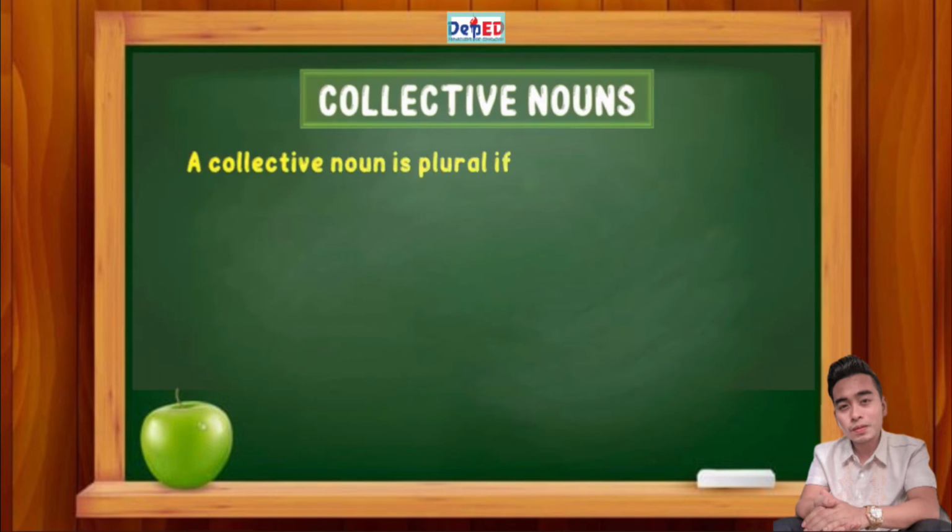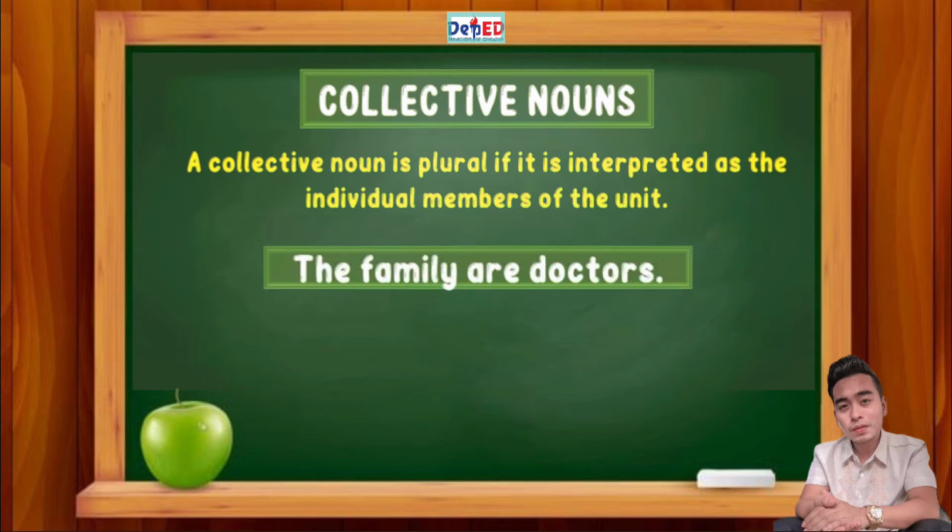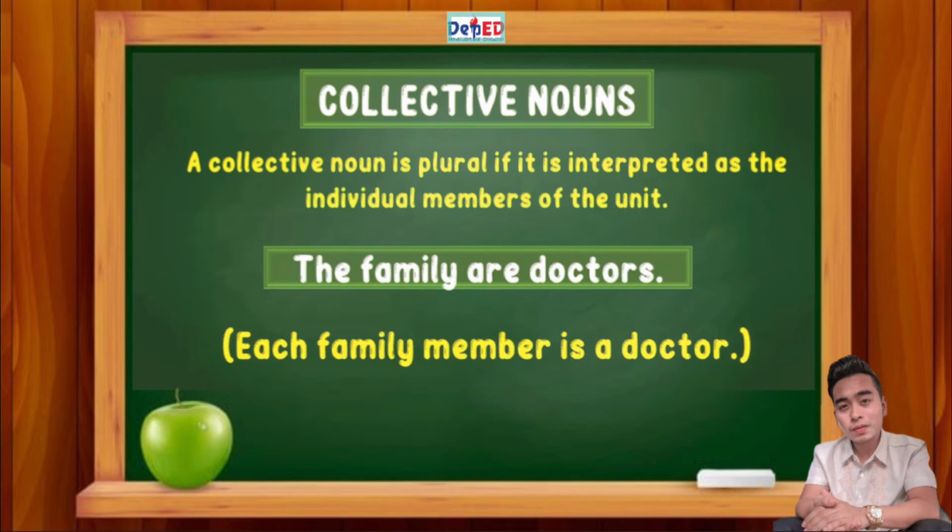A collective noun is plural if it is interpreted as the individual members of the unit. For example, the family are doctors. Each family member is a doctor.